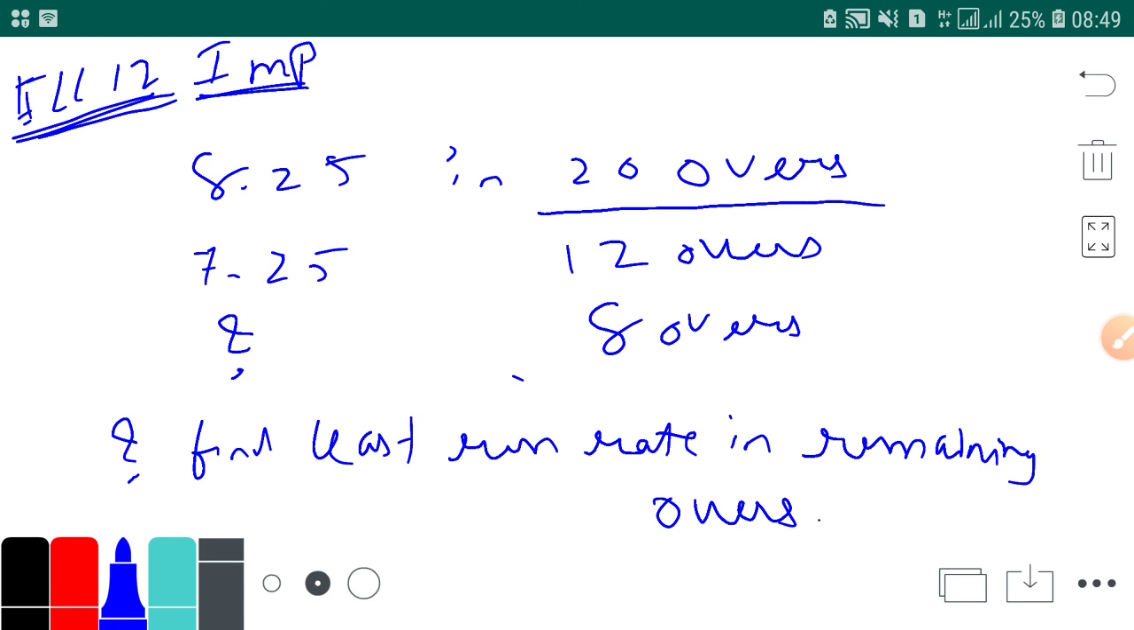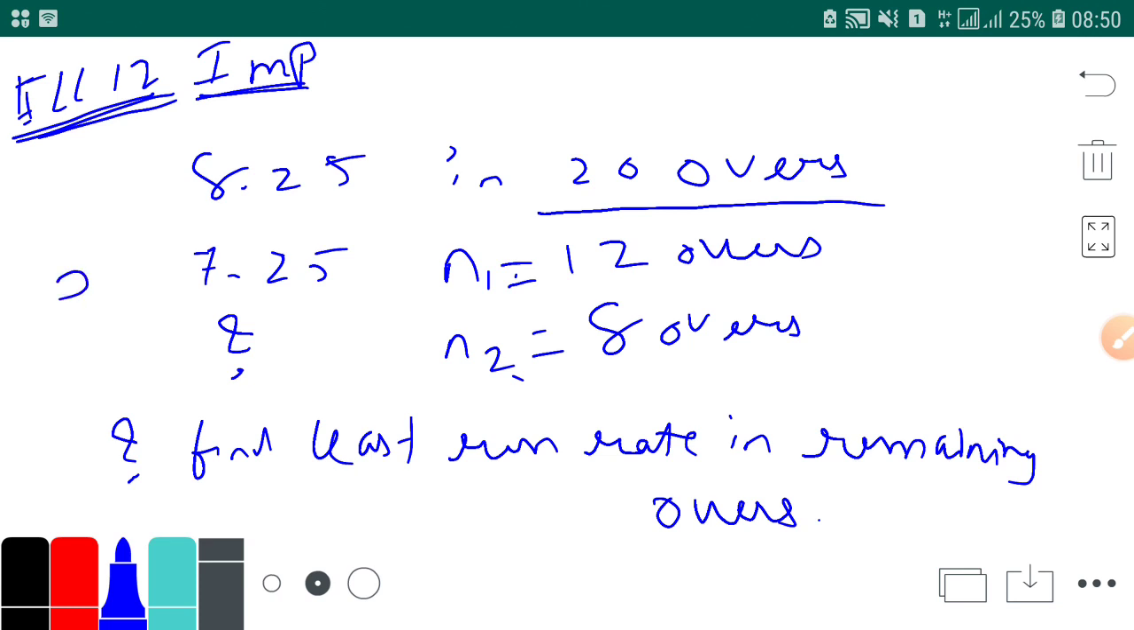Now, how is the question given? As I told you, if there is a total group, for example 50 students studying in 11th and 12th, with 30 in 11th and 20 in 12th, that means 30 is N1 and 20 is N2. So here N1 is 12 and N2 is 8.